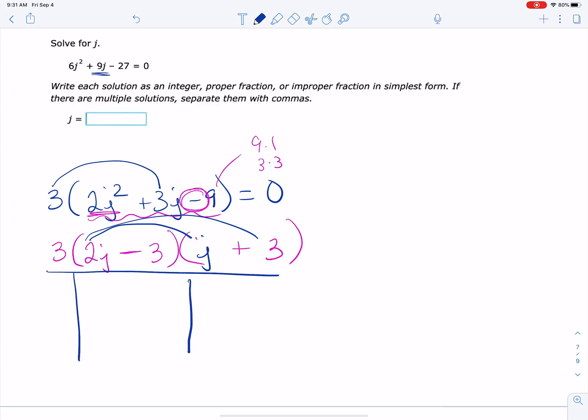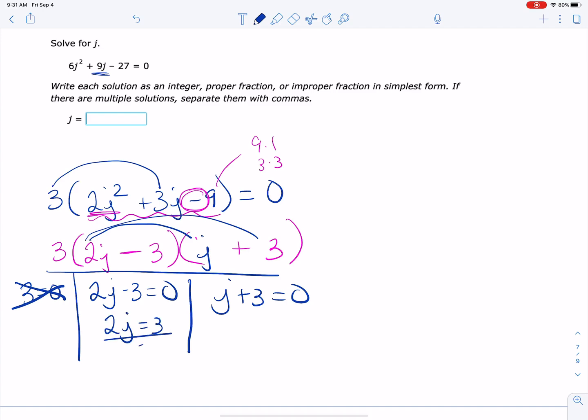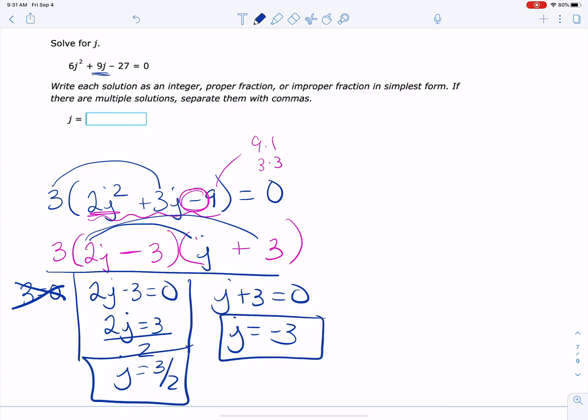So guys, technically there's 3 factors. 3 equals 0, 2j minus 3 is 0, and j plus 3 is 0. Now listen, 3 does not equal 0. There's no variable here, so there's no solution there. I just wanted to refresh your memory on that. This one would be 2j equals 3, divided by 2, j is 3 halves. And then this one would be j is negative 3. So I've got my 2 answers, 3 halves and negative 3.